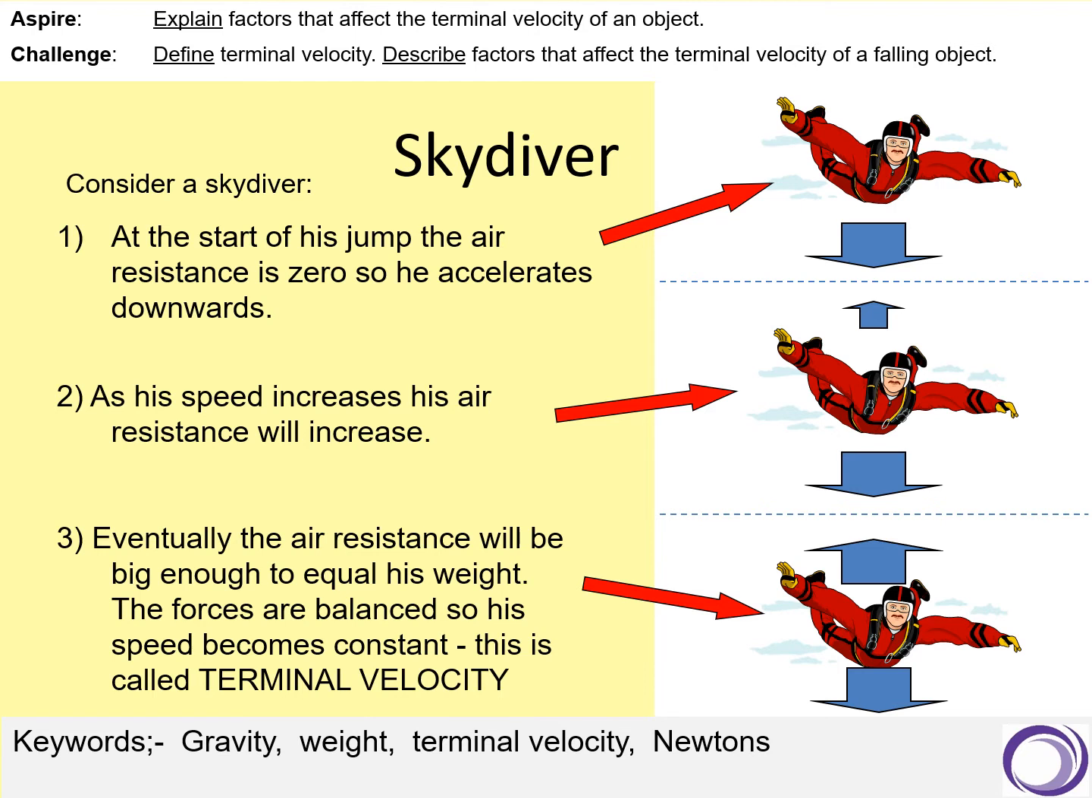And again, we've got that thing where forces are now balanced. Once forces are balanced, they travel at the same speed, or if they're not moving, then they stay stationary. But in terms of this one, once these forces are balanced, they hit something called terminal velocity. So terminal velocity, looking at that challenge, define terminal velocity, is when air resistance is equal to weight, so the forces are balanced and the speed becomes constant.